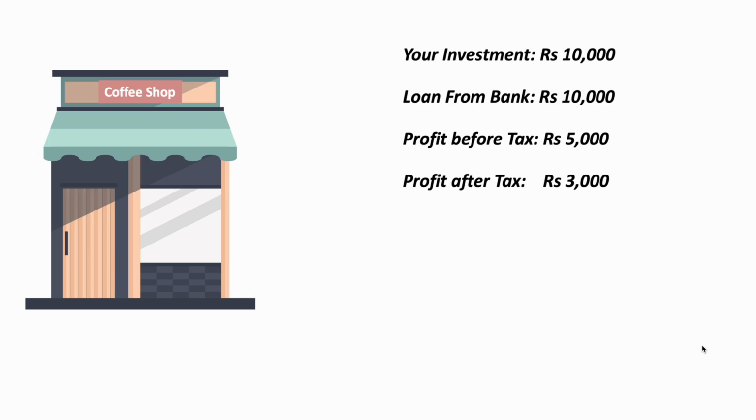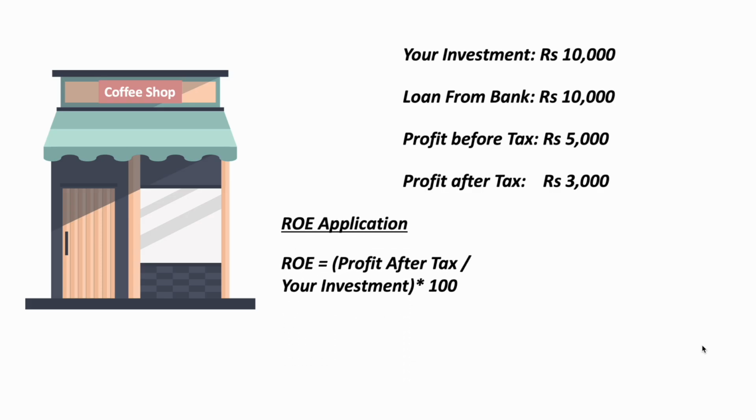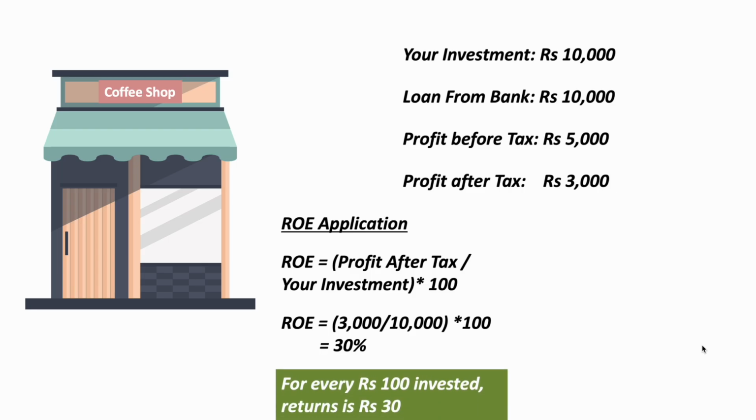Now, how are we going to calculate ROE? The formula for ROE is profit after tax divided by your investment into 100. So here, taking this example, profit after tax is rupees 3,000, your investment is rupees 10,000, therefore ROE is 30%. What does this mean? For every 100 rupees that you have invested, the return generated is rupees 30.